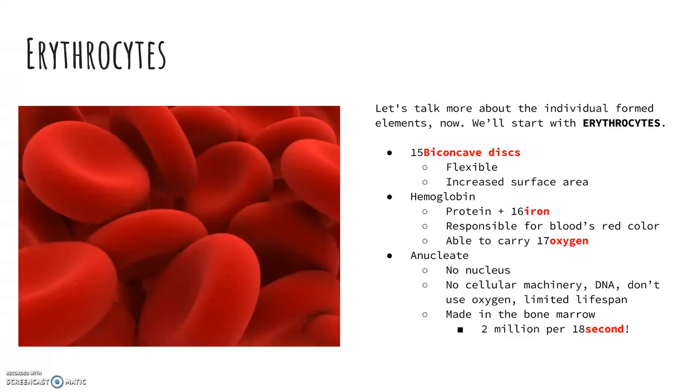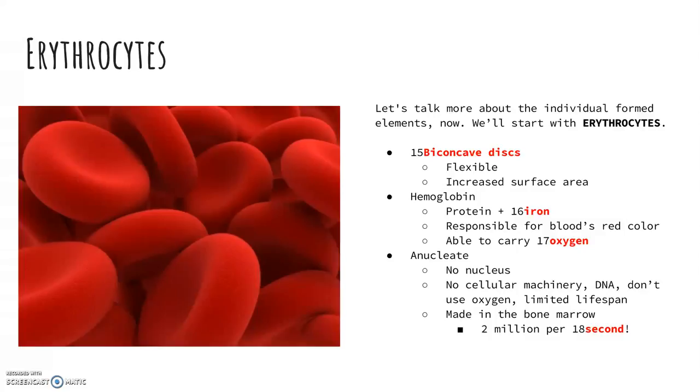Another neat fact about erythrocytes is they are anucleate. That means there's no nucleus. Well, that's weird, right? How do you have cells that don't have a nucleus? Well, these cells don't need a nucleus because they're not going to live long. They only live about 3 months.